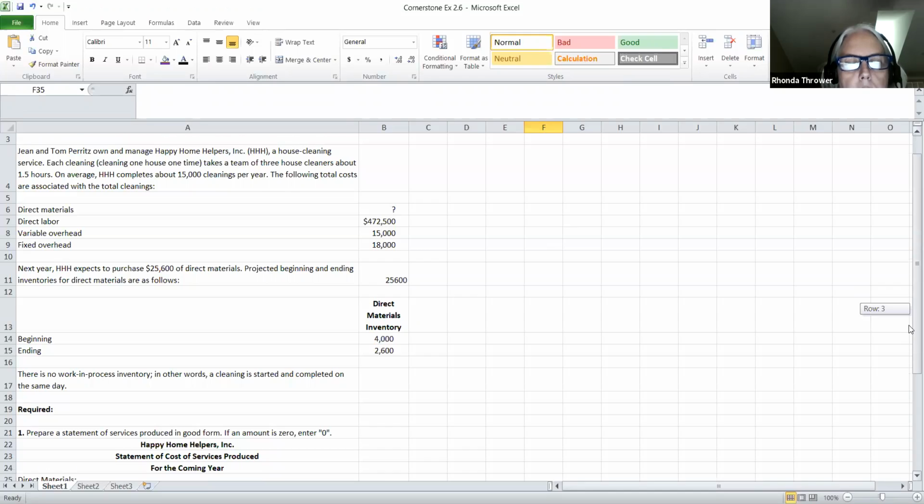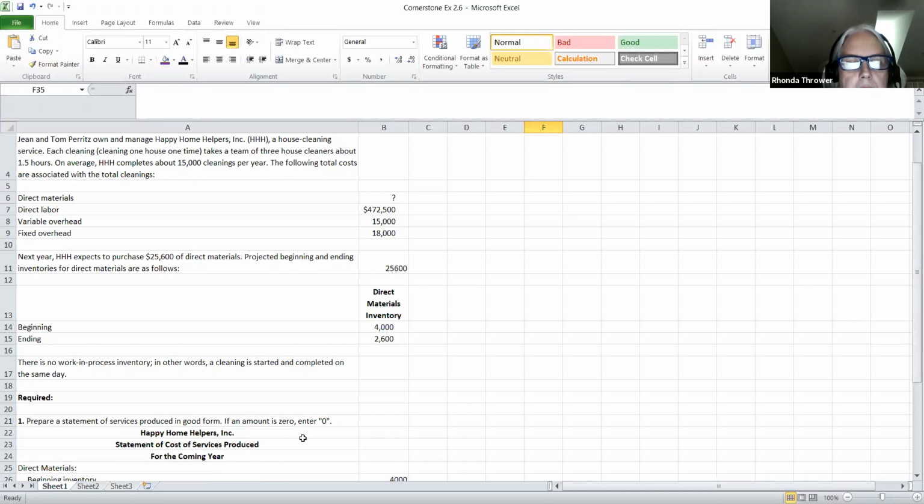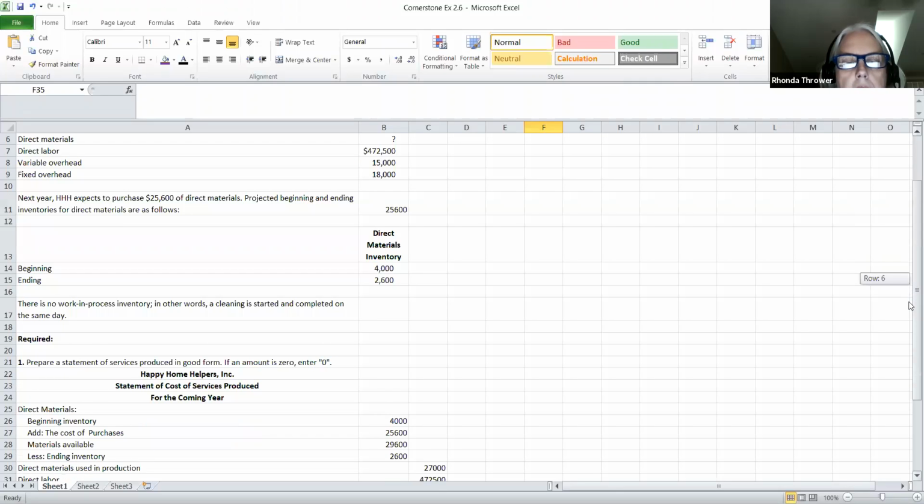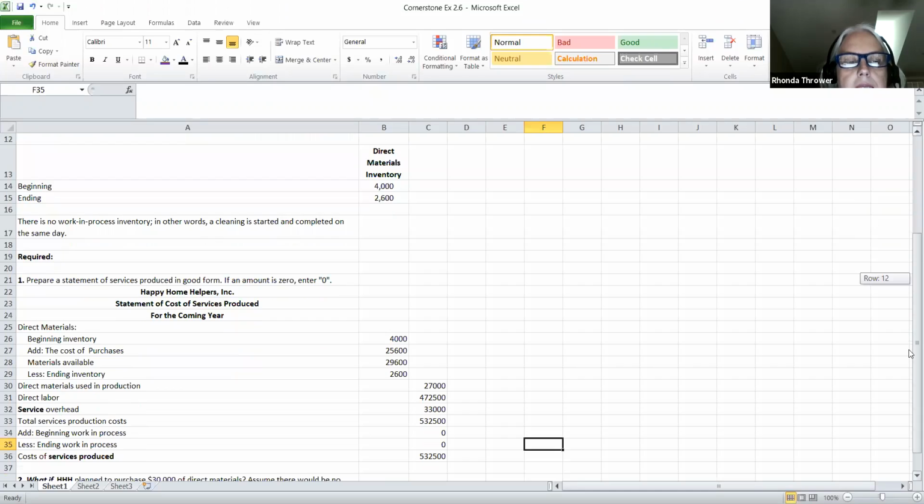Now, what we're doing is we're preparing a statement of cost of services produced. This would be the equivalent of a statement of manufacturing cost for a manufacturing business. This is not a manufacturing business. It is a service business, but it operates basically the same way for the financial statements that you have to produce. There are just some changes in the name or the title of the statement itself.